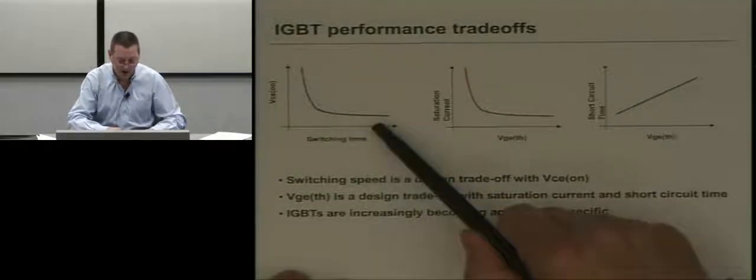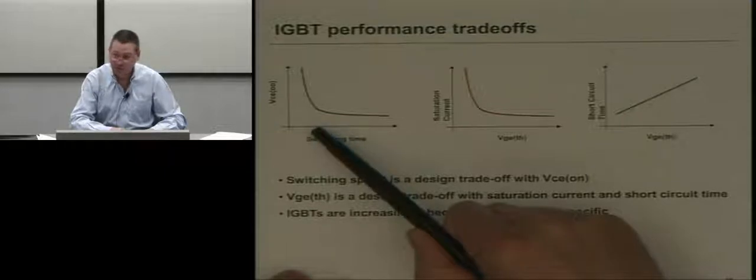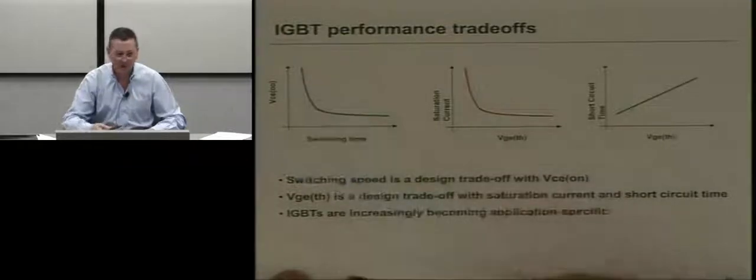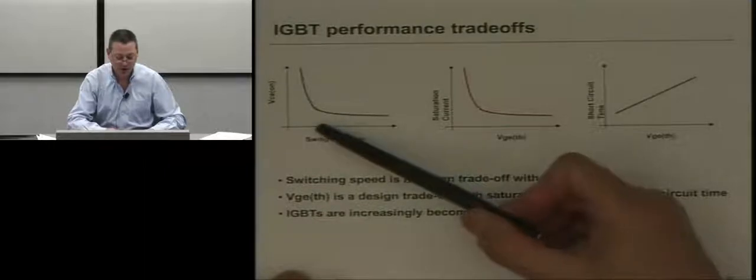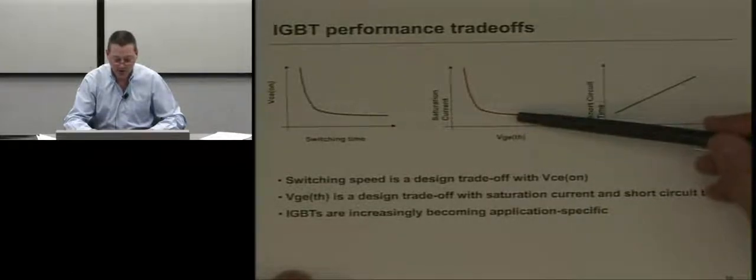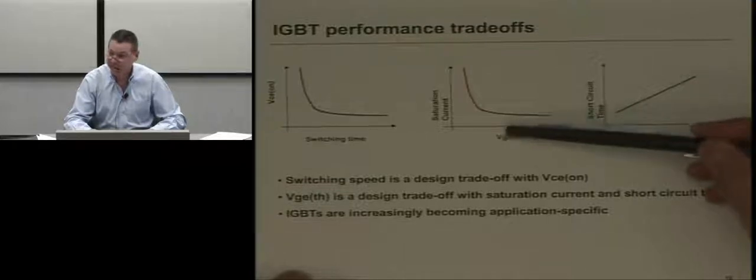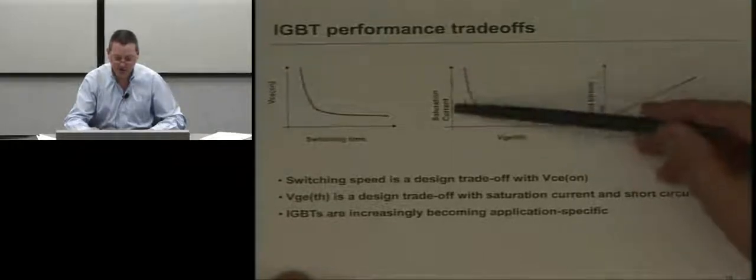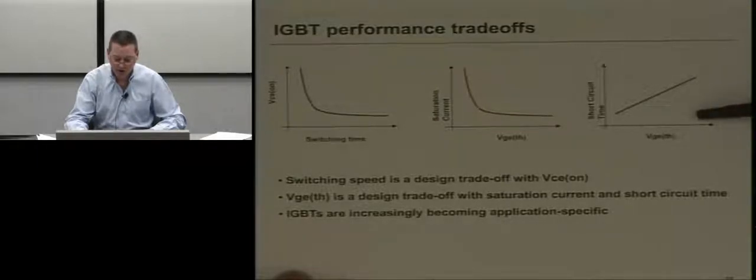It is switching time. As you get shorter and shorter switching time, which you'd like to have for high frequency operation, you trade off on saturation voltage. So the things you do in the device to be able to shorten the switching time negatively impact saturation. And likewise, one of the other things we like to do is have relatively low threshold voltages to be able to drive it easily. But then you trade off saturation current. And likewise, short circuit time is a trade-off.